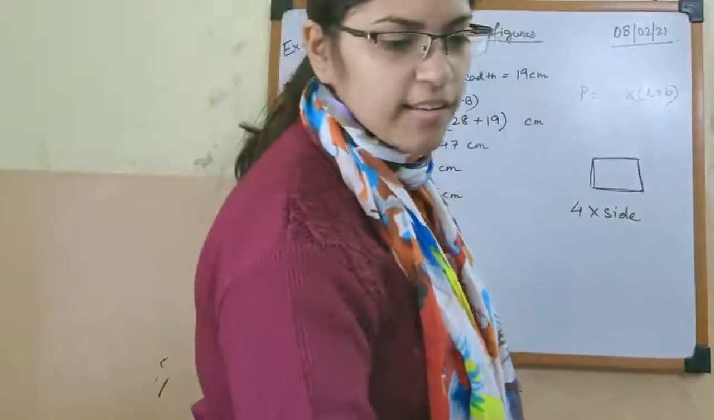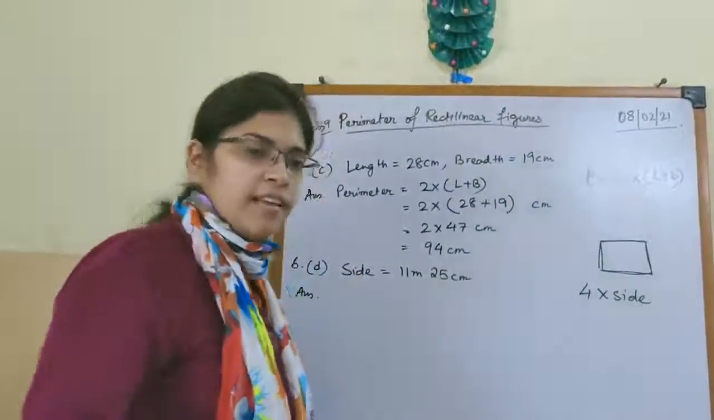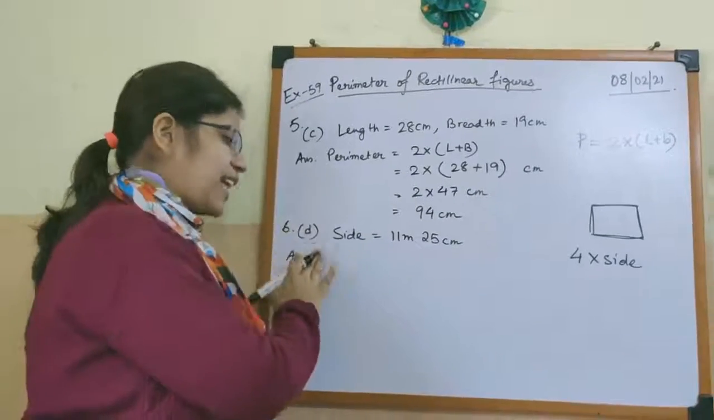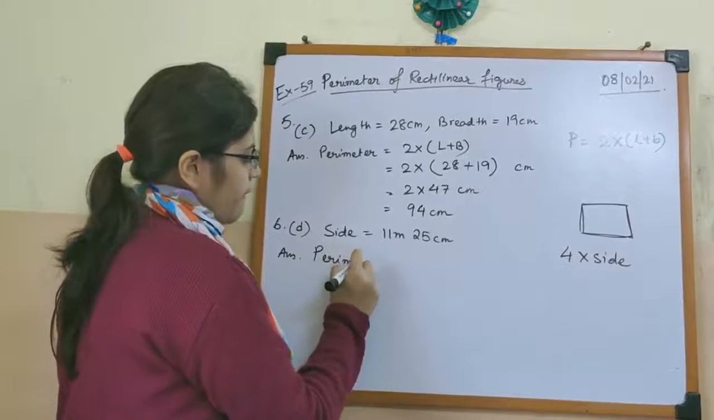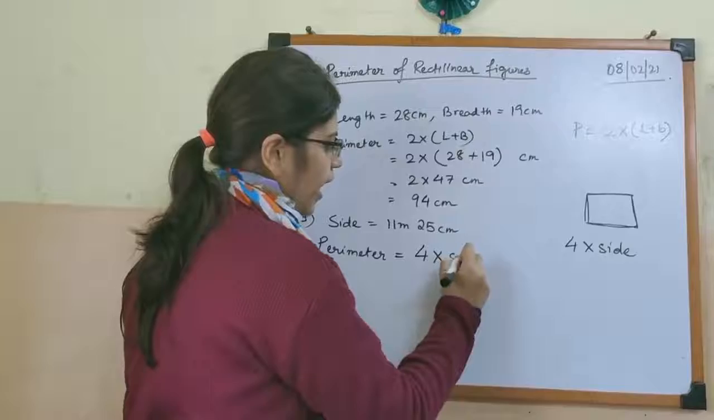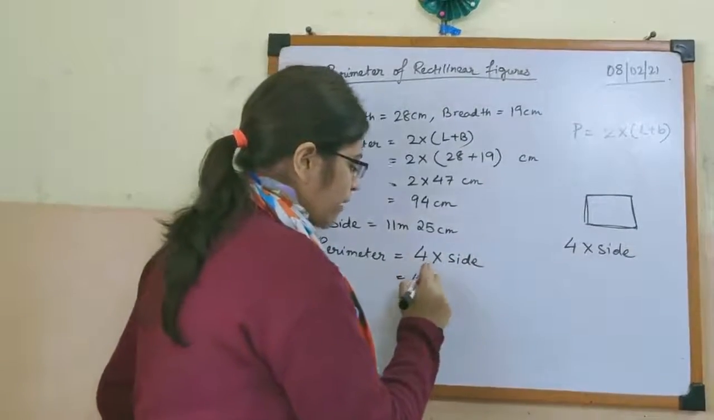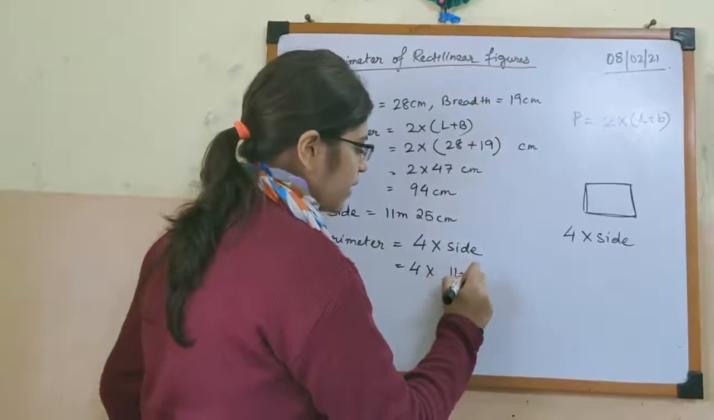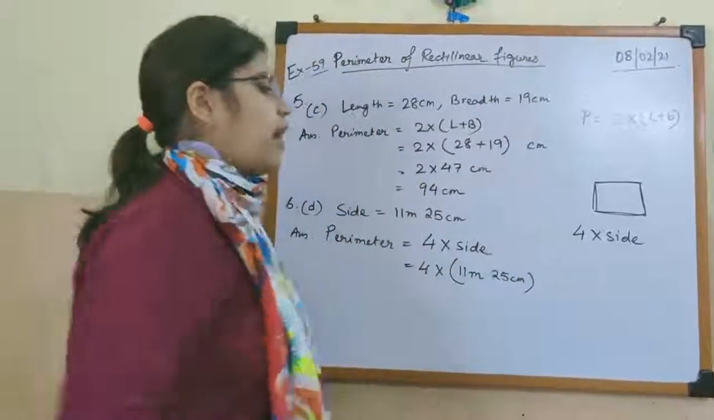So here, see sum number 6. The question says, find the perimeter of a square, each of whose sides is this much. One side is given, we are doing sum number 6 B. So our perimeter will be 4 multiplied by side. This is our formula. So that is 4 multiplied by, which is our side given? Our side is given as 11 meter 25 centimeter.